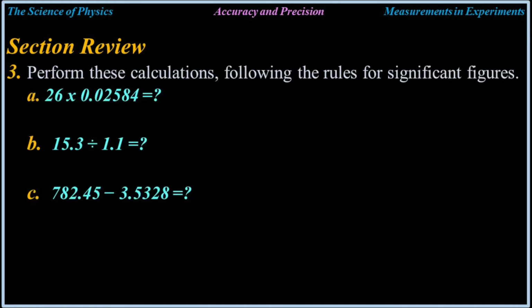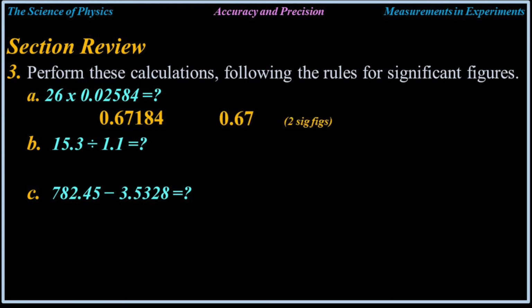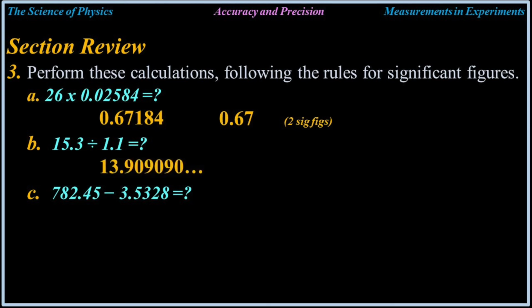So let's do some calculations. I'm going to skip problem 2. Perform these calculations following the rules for significant figures. The first one, you're going to round that to 2 significant figures because when multiplying or dividing, your answer must have the same number of significant figures as the measurement with the fewest number. So you're going to round that to 0.67. The next one, you're going to round to 2 significant figures. And that's going to be rounded to 14. And that'll be 2 significant figures.